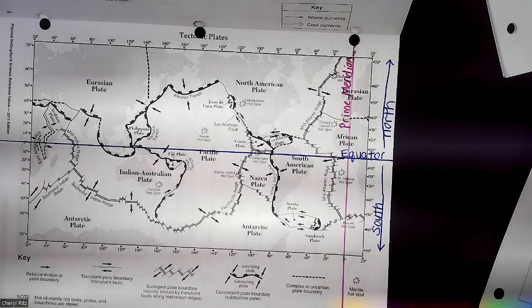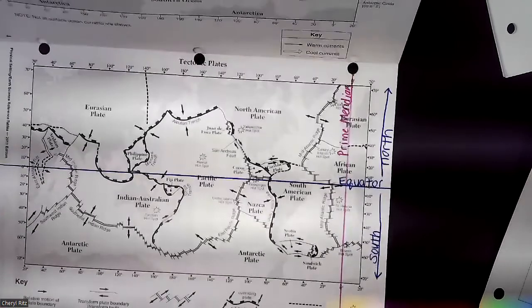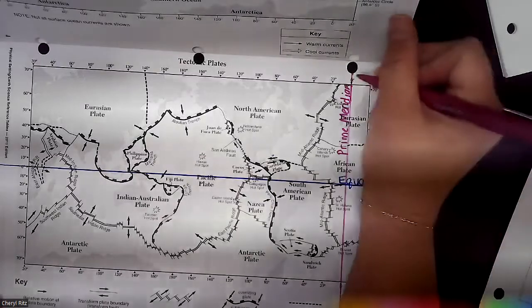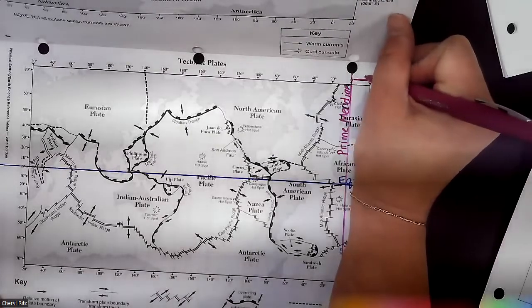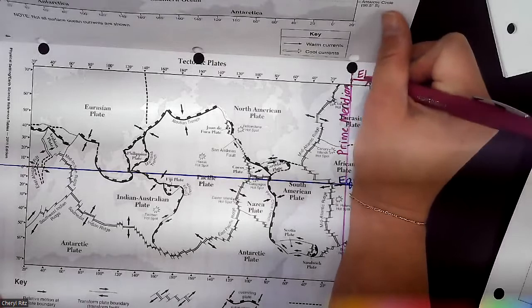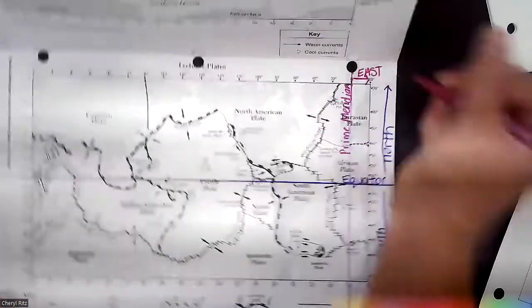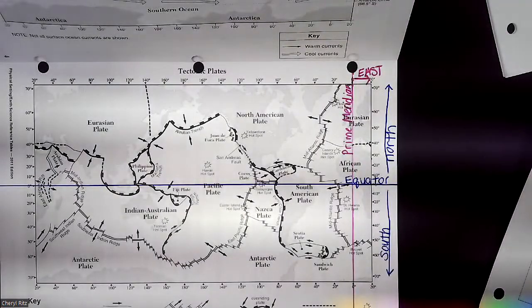Remember, the longitude measures how far east or west of the prime meridian we are. So it still works the same way. This little section here is going to be east of the prime meridian. Oh, by the way, how do I know that's east?